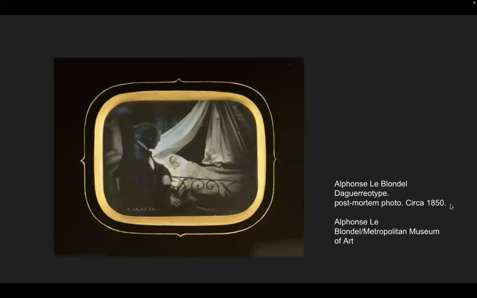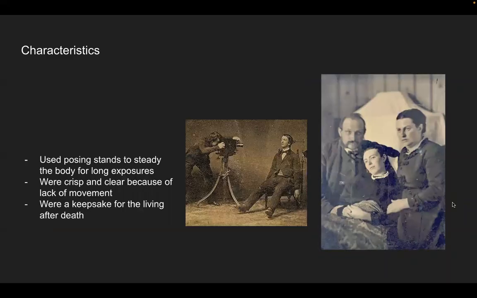Alphonse Leblond did daguerreotypes, and this is a father looking over his child that had just passed away. The characteristics. This type of photography often uses stands to steady the bodies for long exposures. Since these persons were also deceased, it was very easy to get a clear image.